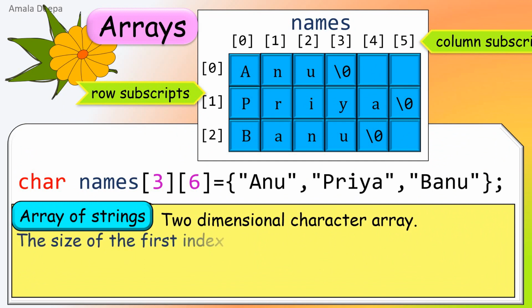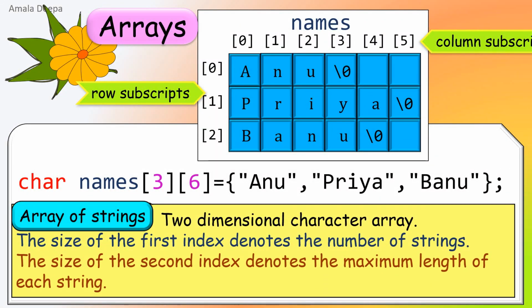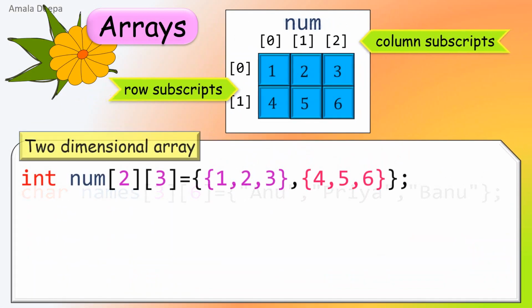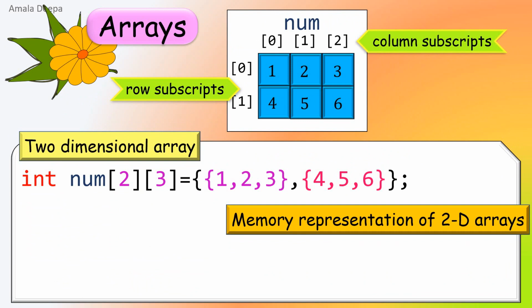The size of the first index denotes the number of strings, and the size of the second index denotes the maximum length of each string. In this example, the size of the first index is 3, which gives the total number of strings, and the size of the second index is 6, which denotes the maximum length of each string. The next topic is memory representation of two-dimensional arrays.